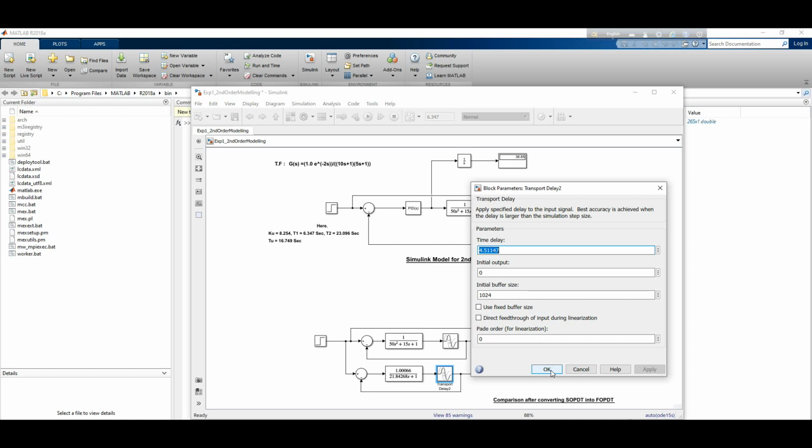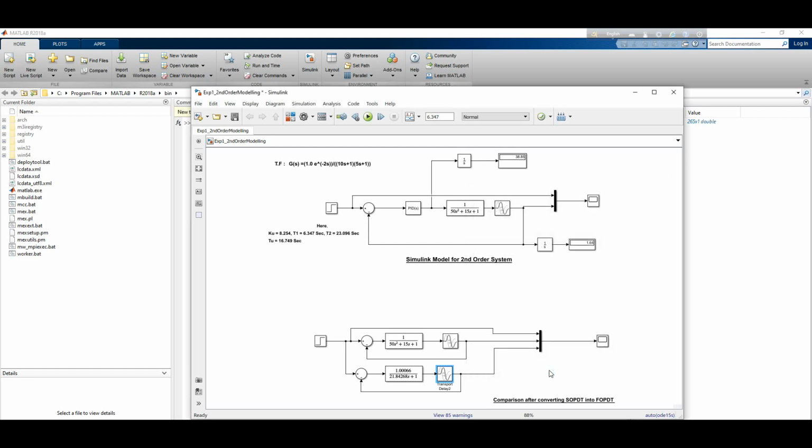So in short, we can say it is 1.00066 into e to the power minus 4.51147 s divided by 21.84268 s plus 1. This is the transfer function. You may also note down from here the transfer function, as for the second order it is written over here. So we can also note down the transfer function for the FOPDT system in terms of first order, right?